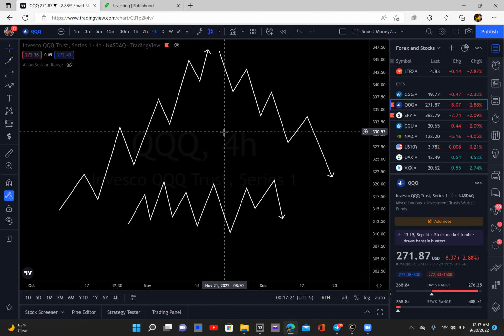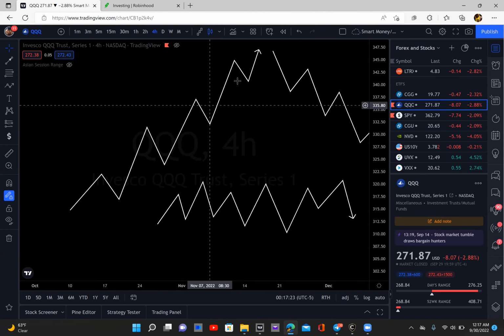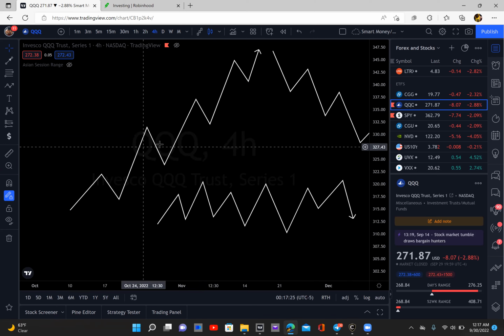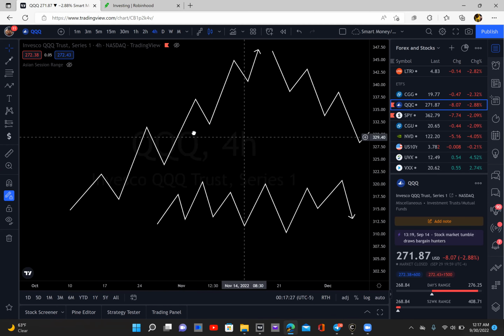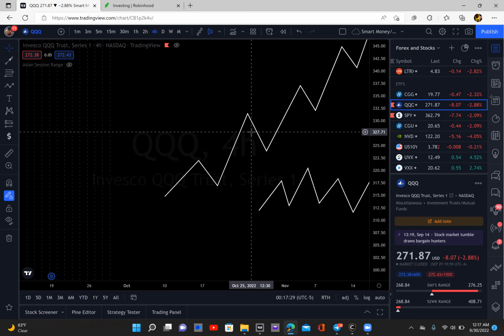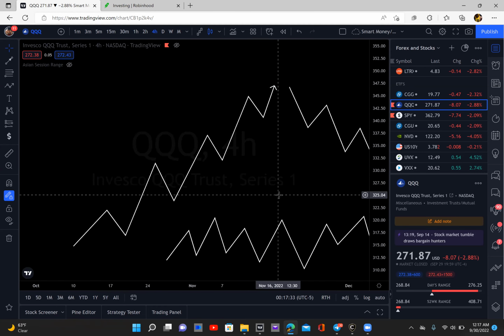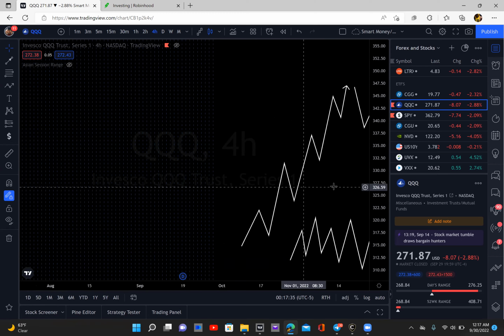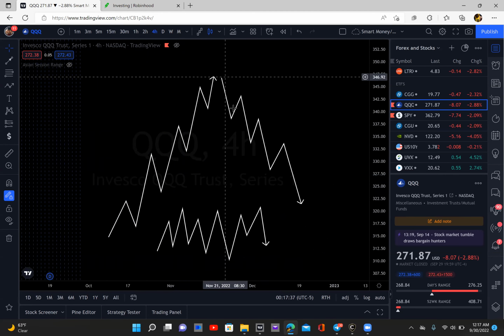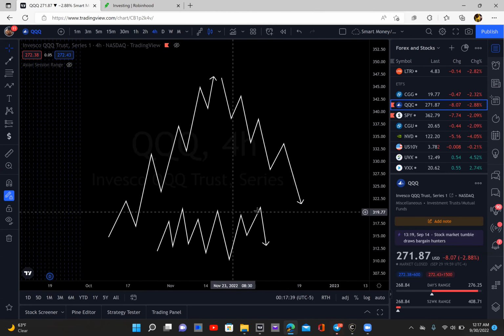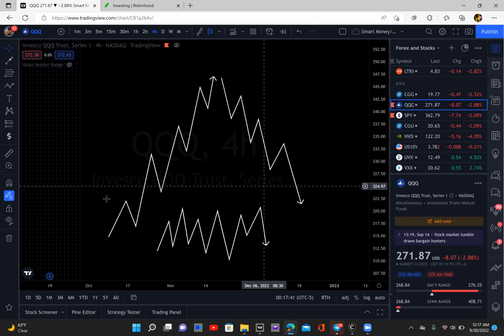So that's the first thing I look at. What direction is the market moving? Is it going up, making higher highs and higher lows? Is it going down? Oh, wait, hold on. What happened? I don't know what happened just now. Trying to get it back. Is it going down, making lower lows and lower highs, or are we in consolidation?